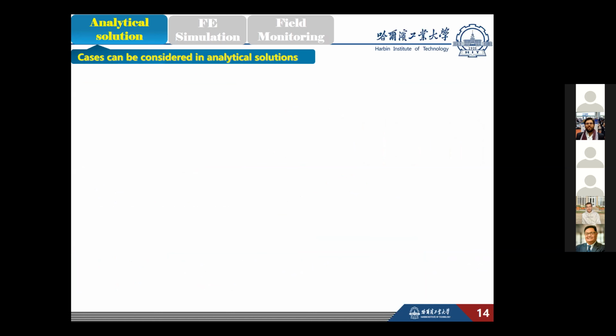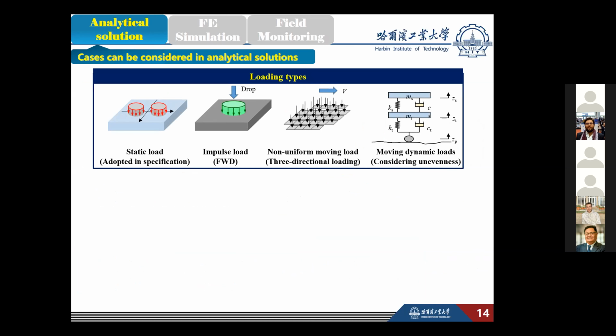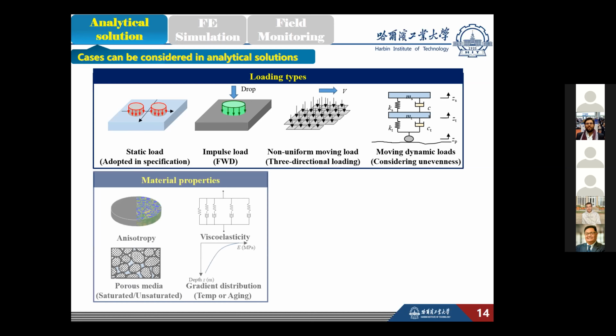So what kinds of cases can we consider by analytical solution? At present, our developed analytical solution program could consider various loading types, such as static loading, which is commonly adopted in the specification of pavement structure design in China, impulse load for the application of falling weight deflectometer test, moving load with 3-directional non-uniform contact stresses, and moving dynamic loads induced by the unevenness of pavement surface.